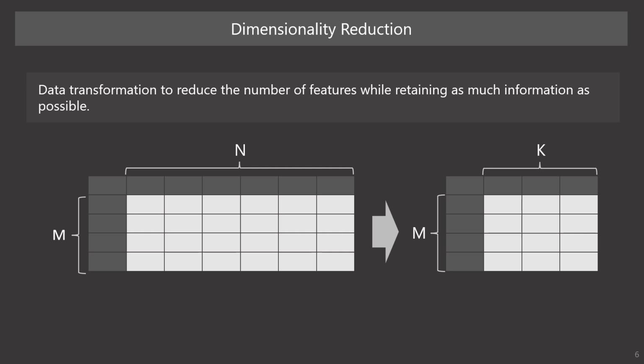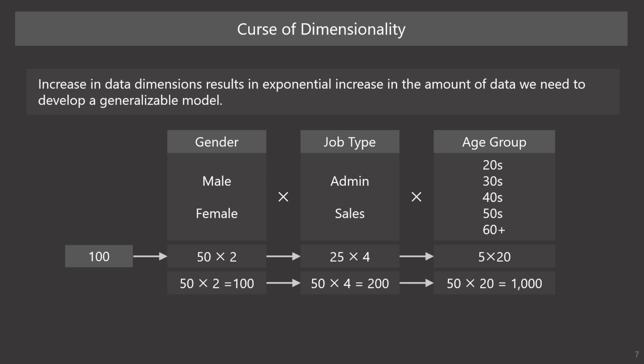To understand the necessity of dimensionality reduction, we first need to understand a problem called curse of dimensionality. Curse of dimensionality is a problem that an increase in data dimensions results in an exponential increase in the amount of data we need to develop a generalizable model.